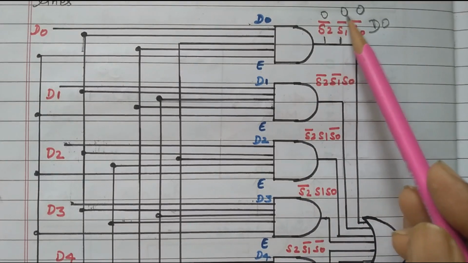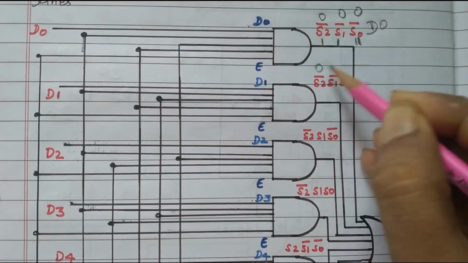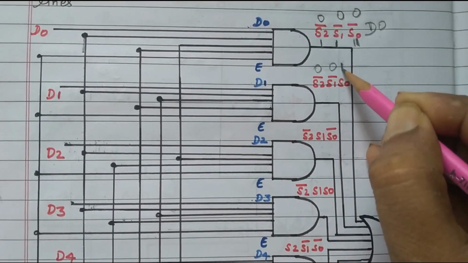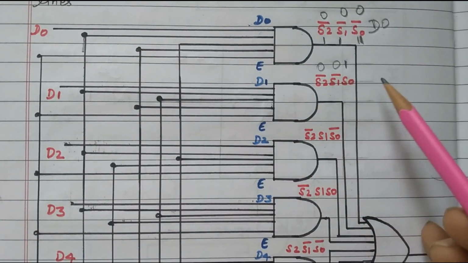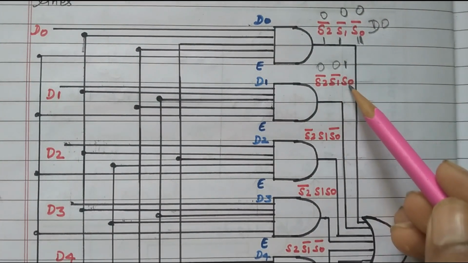Now we'll go to the 0 0 1 combination. Second one is the 0 0 1 combination. For that we are getting D1. That is what we discussed in the truth table. See this is 1. S0 is 1.